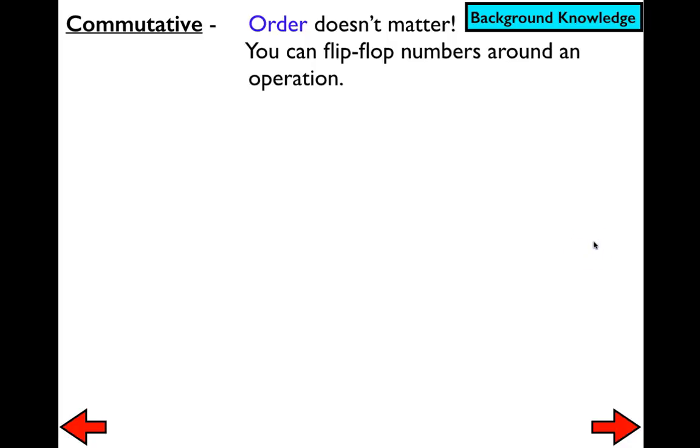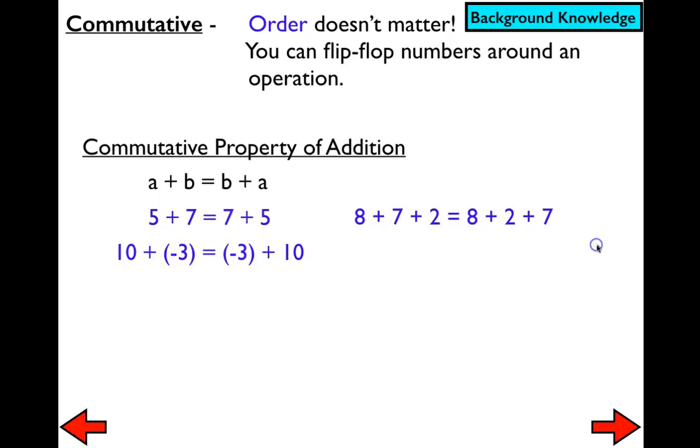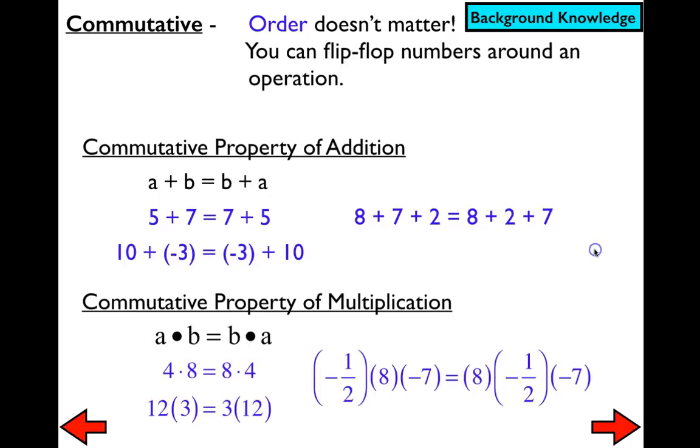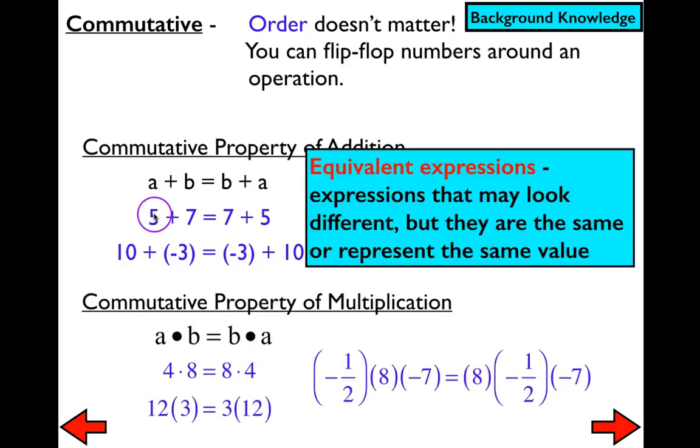So, some quick background knowledge. We should recall from 7th grade the commutative property, which allows us to mix the order of numbers. This works for addition and multiplication. So notice here we have equivalent expressions. 5 plus 7 is the same as 7 plus 5. They may look different, but they represent the same value.